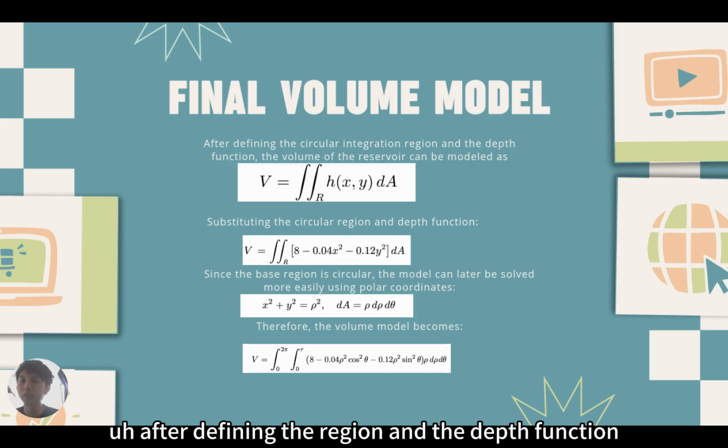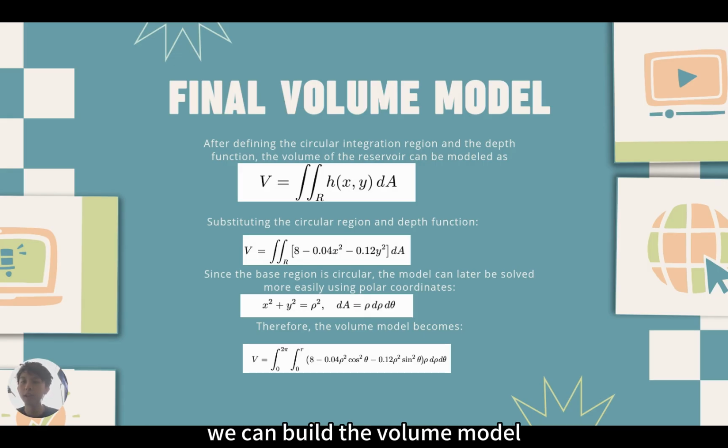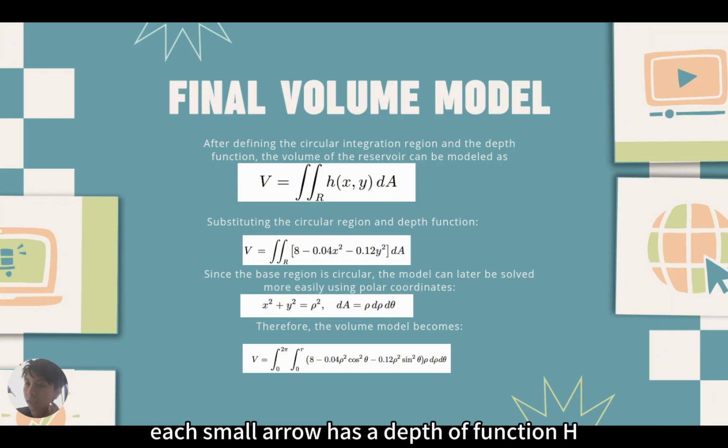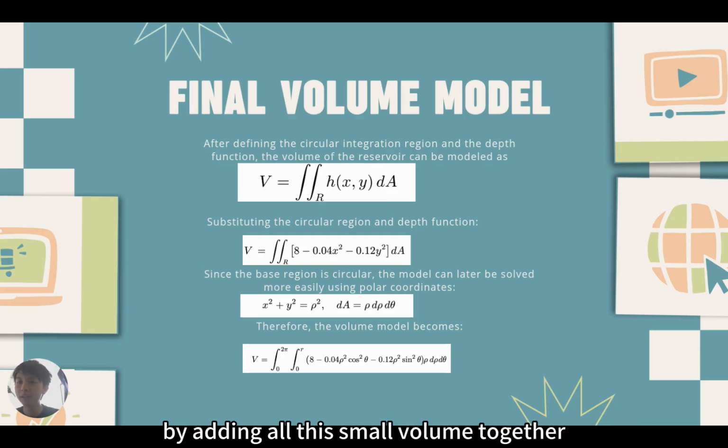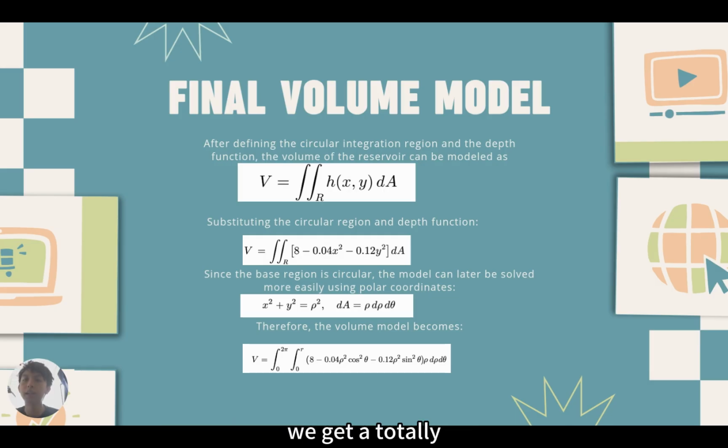After defining the region and the depth function, we can build the volume model, the first one. This double integral means that we divide the reservoir base into many small area elements, called dA. Each small area has a depth of h, so each small volume is approximately h dA. By adding all the small volumes together, we get the total reservoir volume.